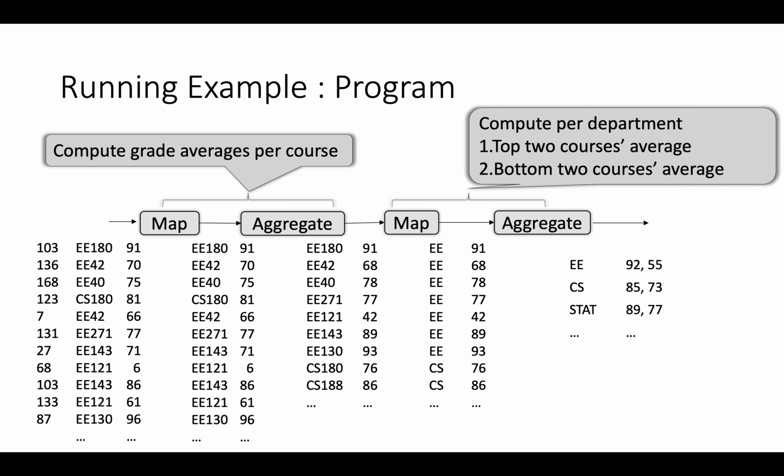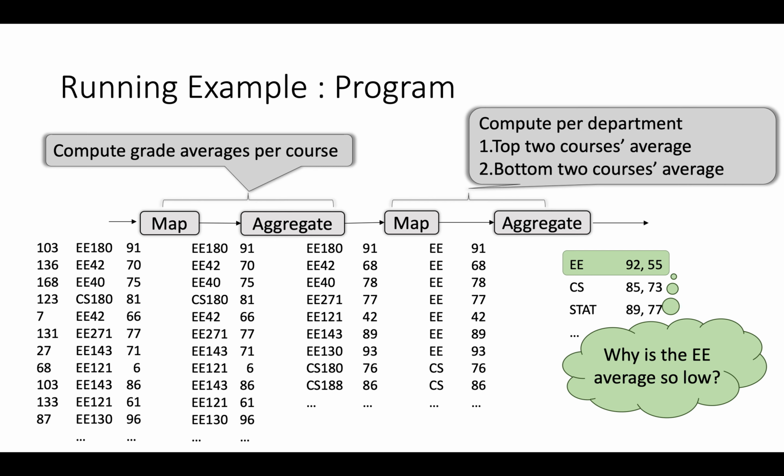Now, looking at the output, we notice that the EE record has an abnormally low bottom average of 55. And this seems suspicious to us. So we then ask the question, why is the EE bottom average so low? To investigate this, we can look to the program inputs and try to understand which inputs are causing the program to produce the suspicious output.